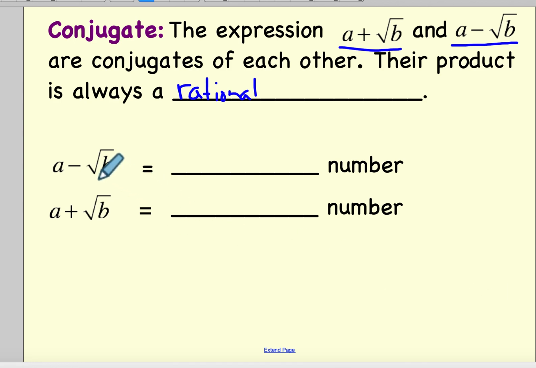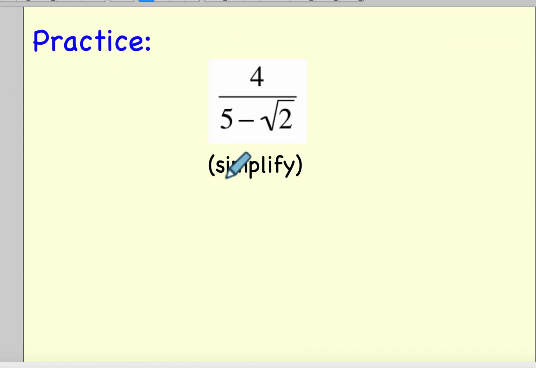So, if you have this note, a minus radical b is an irrational number, a plus radical b is an irrational number. But when you multiply them, you actually can get rational, right? And then I want you guys to do this one practice, and then we'll move on to our third video. So do this one on your own, pause the video, and then resume the video when you're done.